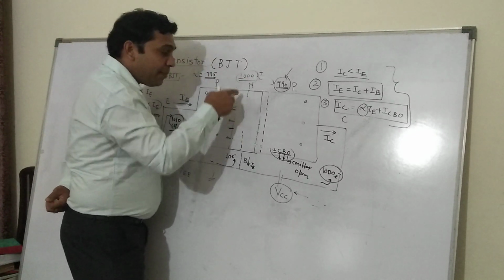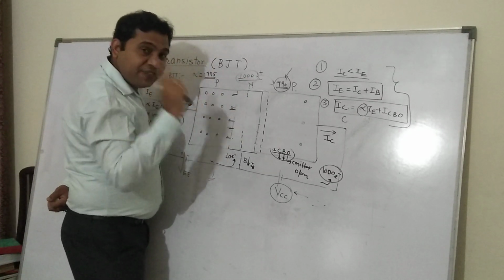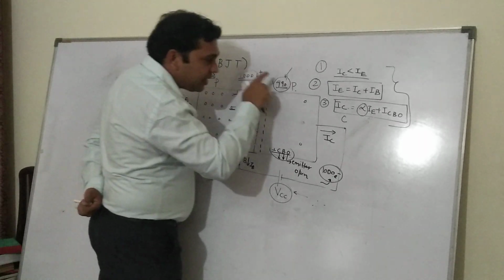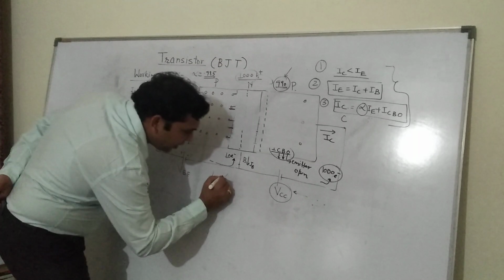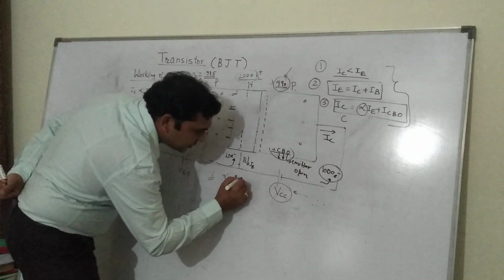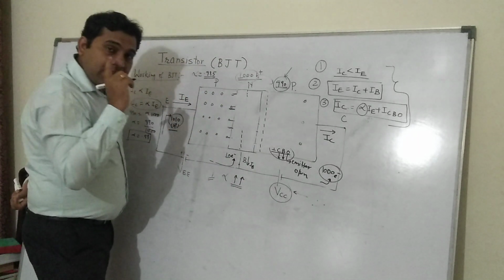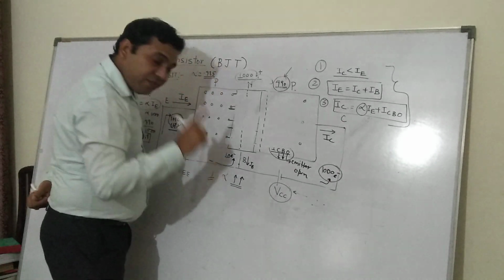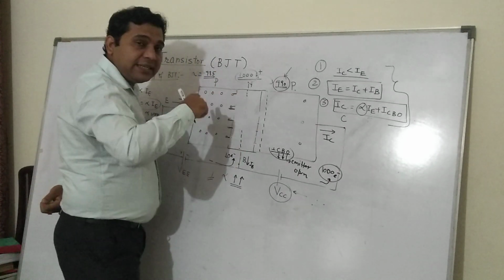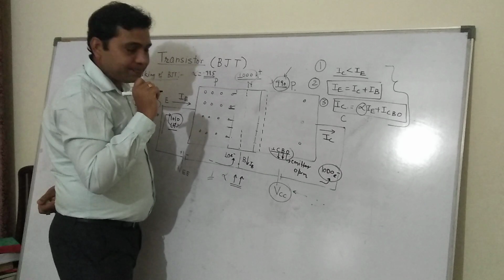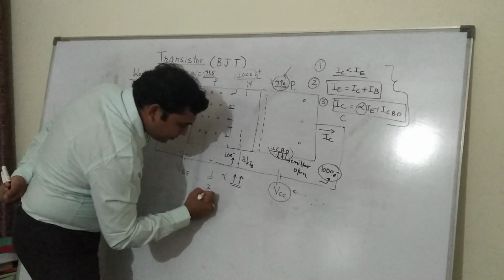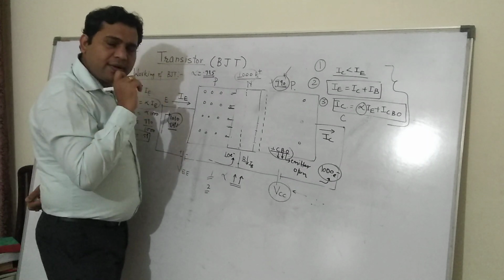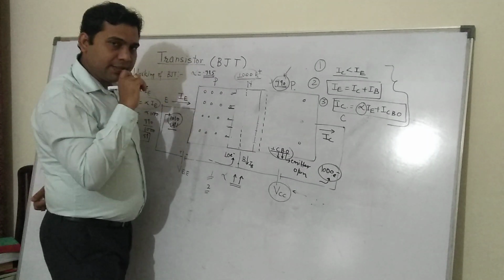So if they will recombine here less, definitely they will be reaching more. Definitely the alpha will increase. So number one, alpha will increase. This you have to keep in your mind, because this will definitely help when we will understand the characteristics of the transistors.